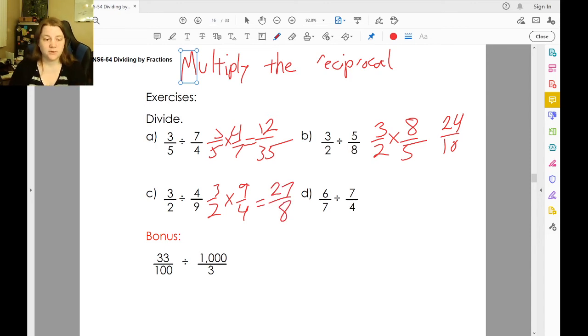And for our last one, 6/7 divided by 7/4. The 6/7 stays the same. The division sign turns into multiplication, and 7/4 becomes 4/7. 6 times 4 is 24. 7 times 7 is 49.